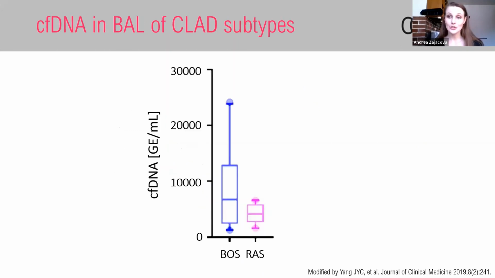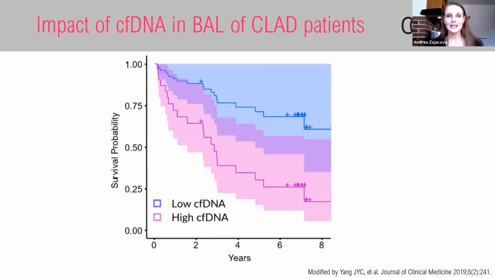But when it comes to differentiation between subtypes of chronic lung allograft dysfunction, blood is for now not useful. So we may analyze bronchoalveolar lavage fluids of CLAD patients. When you look at this graph, you may see that the amount of cell-free DNA in the lavage of both patients is significantly higher than in the RAS patients. However, when we compare both BOS and RAS cell-free DNA levels in the lavage, we may see that they are higher than in patients with normal lung function. Also, when we analyze lavage fluid of patients with CLAD, we may see that the higher the cell-free DNA level is, the worse the survival probability.